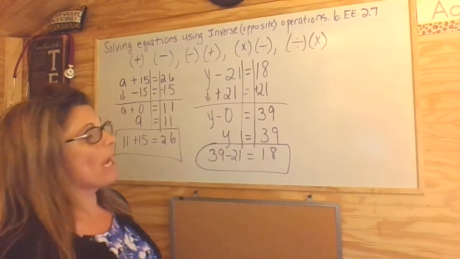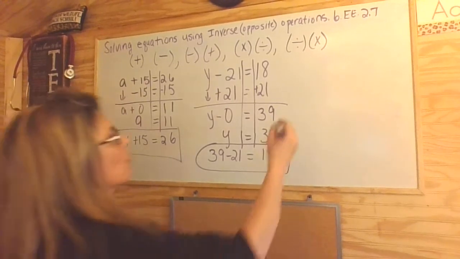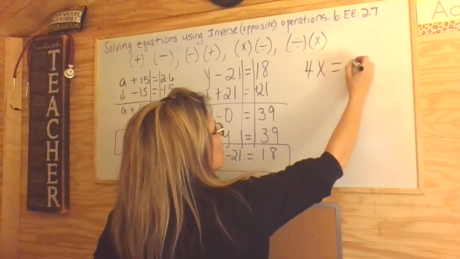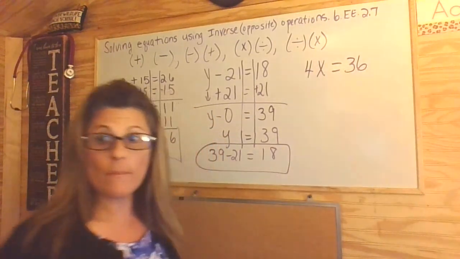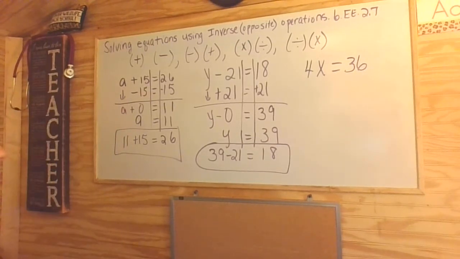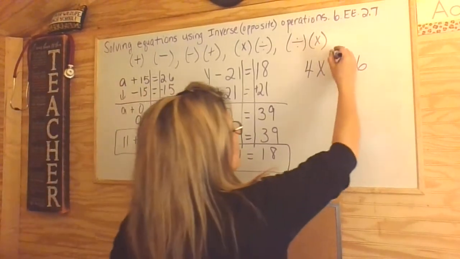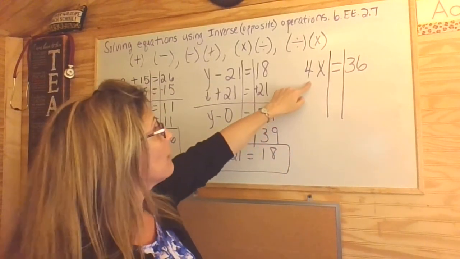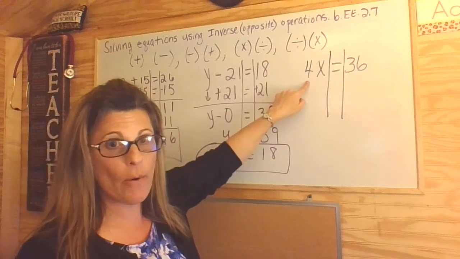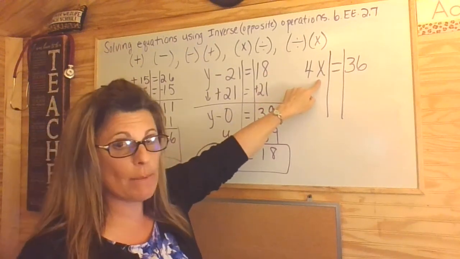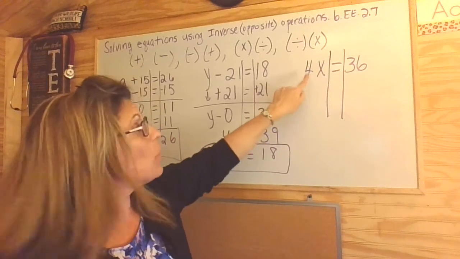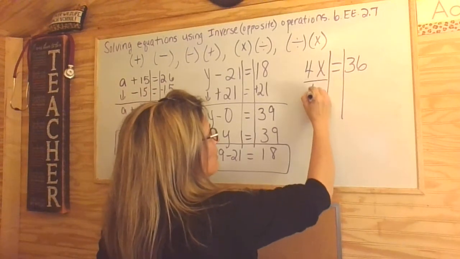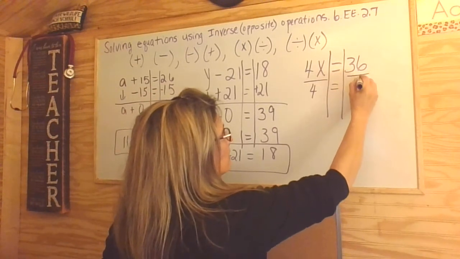Okay, I'm going to move on to a multiplication one, and we will have 4x equals 36. Again, I have two sides of my equal sign. The inverse operation of 4x is division, because I know this is my coefficient, and my coefficient is being multiplied by my variable, so this is a multiplication operation. To do the opposite, I'm going to divide. Whatever I do to one side, I must do to the other side.